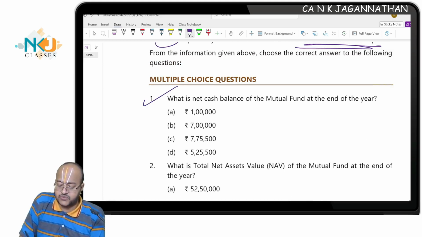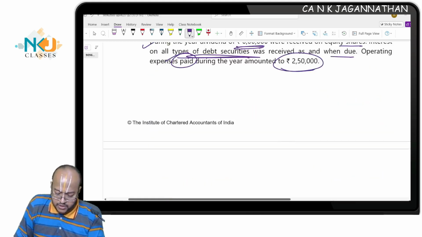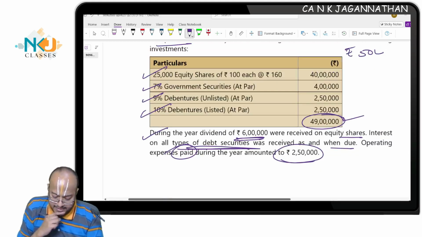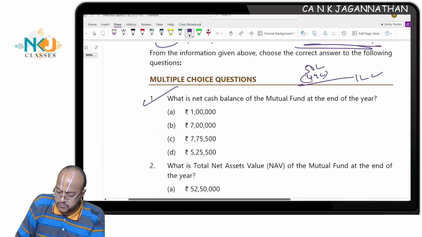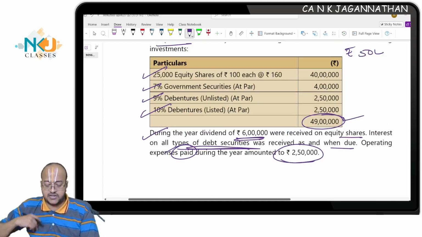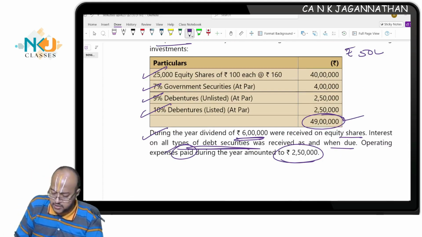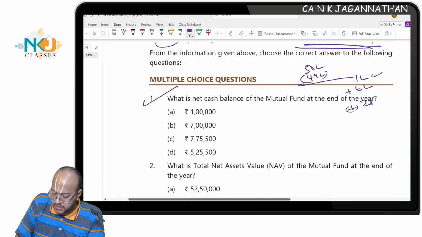Very simple. Opening balance I had 50 lakhs, and I made an investment of 49 lakhs. 1 lakh rupees I have as the balance. From here, I have received a dividend of 6 lakhs, so this 6 lakhs will get added. Plus, apart from that, you receive all the interest from the fixed income security. So 4 lakhs into 7%, how much is that? 28,000. Okay, so 28,000 will be there.